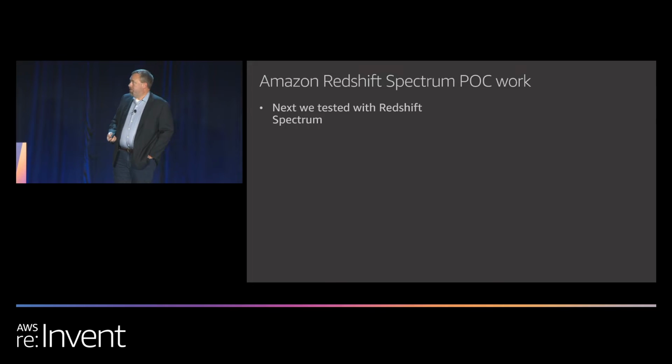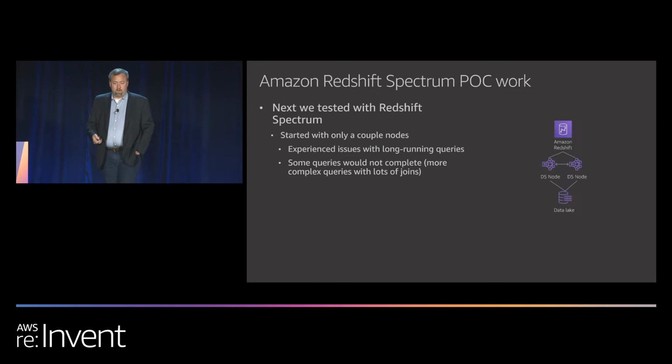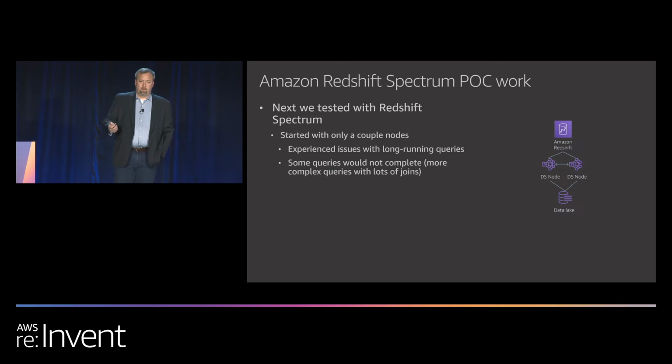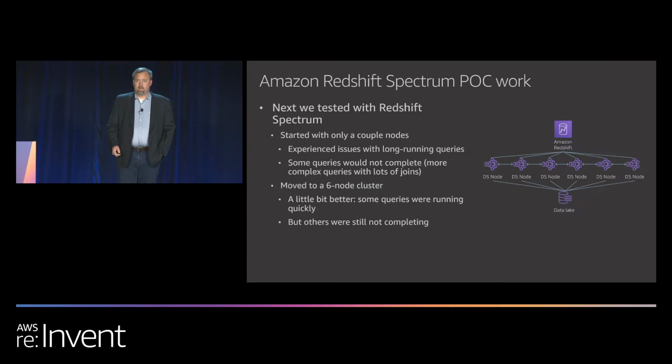Next, we tested with Redshift Spectrum. So we started with a 2-node cluster, and we ran some queries. We saw some long-running queries, some that just wouldn't complete, and so we scaled it up to a 6-node cluster.